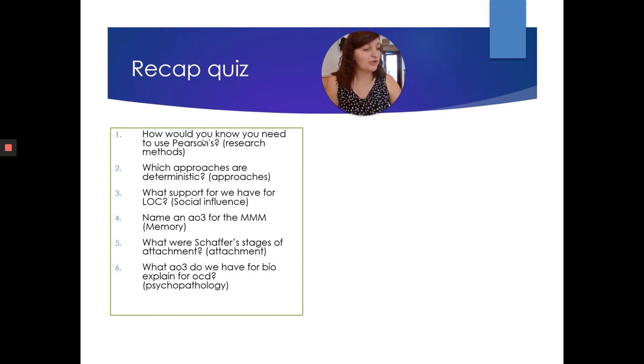Same for multi-store model. What can you bring in to say, actually, for multi-store model, what is a positive, what is a negative? What studies could we use? Clinical evidence, maybe. Schaffer stages of attachment, there are 4 of them. What are they? And then what AO3 have we got for biological explanations for OCD? You know, is it a really good way of looking at describing OCD, or have we got some pitfalls with that? So you can pause that now, have a think. Treat myself to a nice cup of coffee. And then have a look at the answers and think, actually, this is what I need to go over.